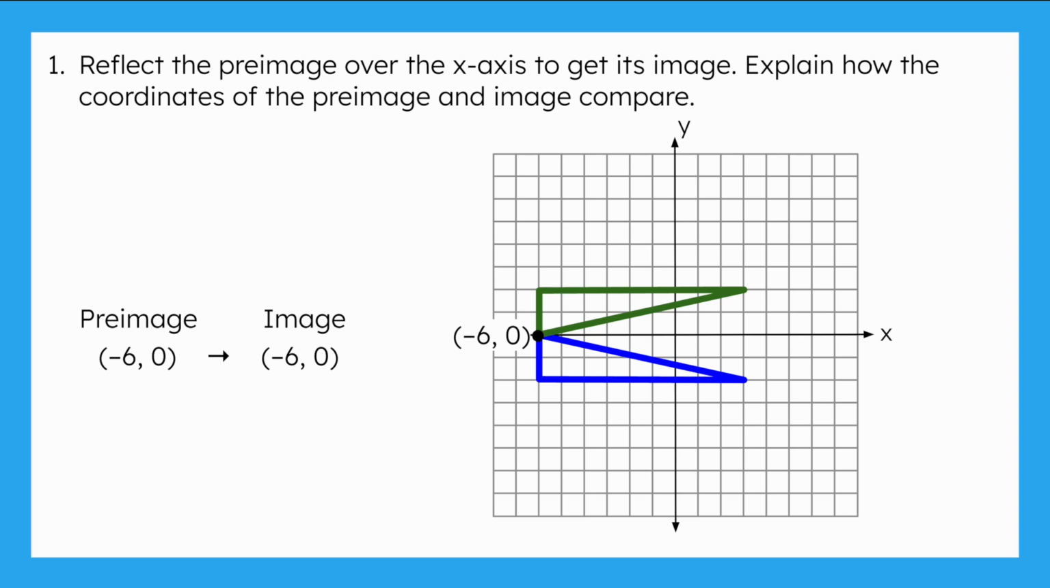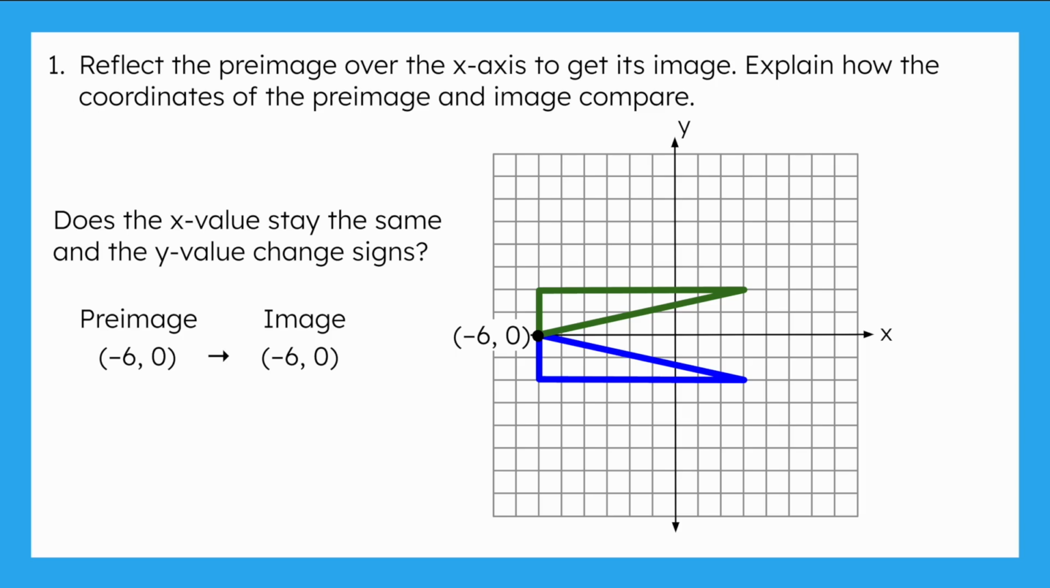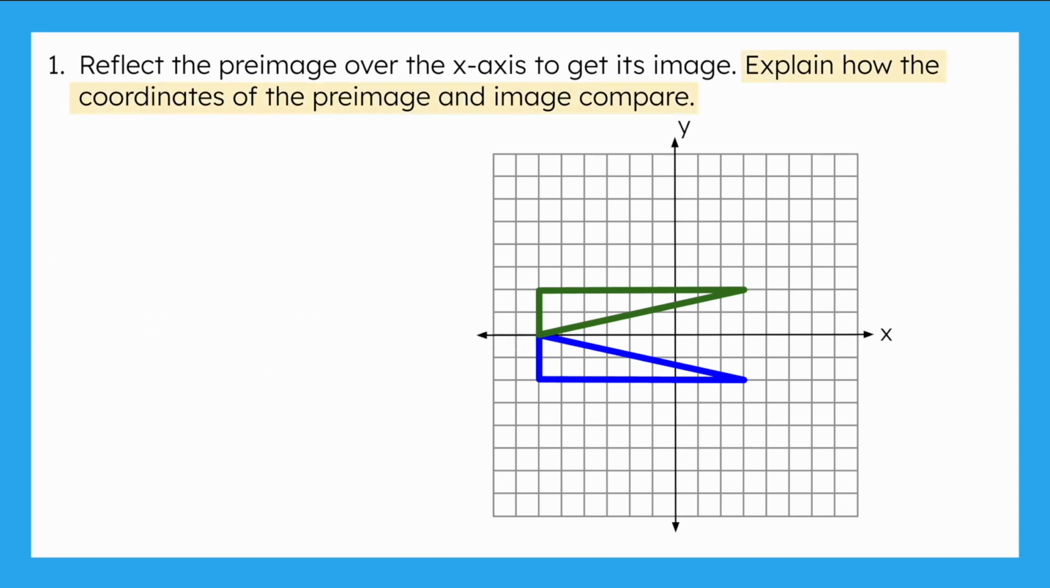Does the x value stay the same and the y value change signs? X is definitely the same, but did the y value switch signs? Well, if one of these was positive 0 and one was negative 0, what would that mean? Positive 0 and negative 0 are just 0, so the pattern still works. Now let's get back to the problem. Using what we just figured out, explain how the coordinates of the pre-image and image compare.